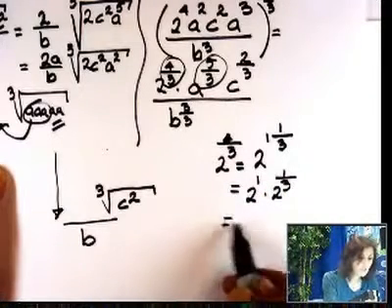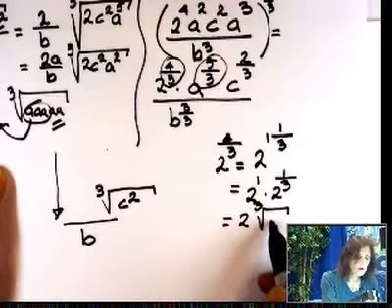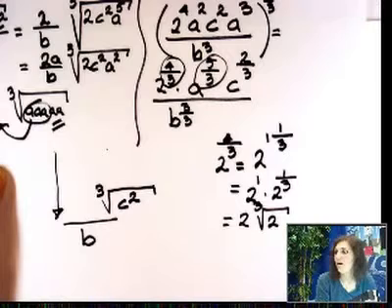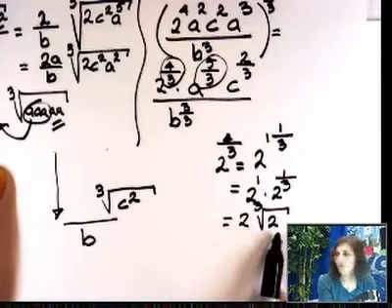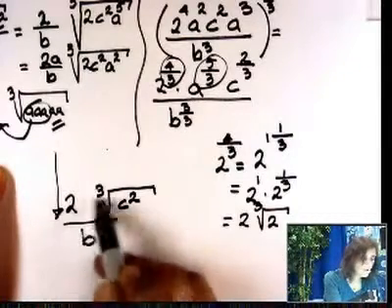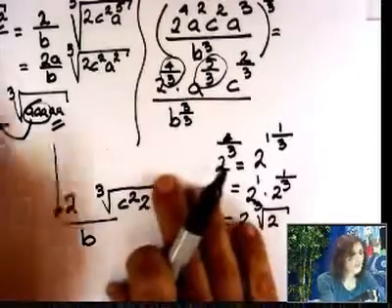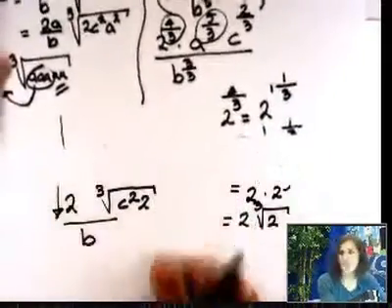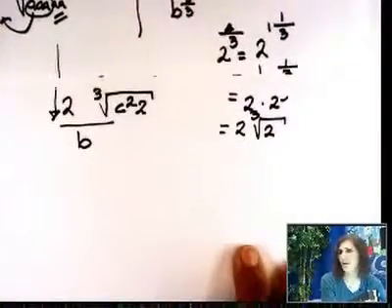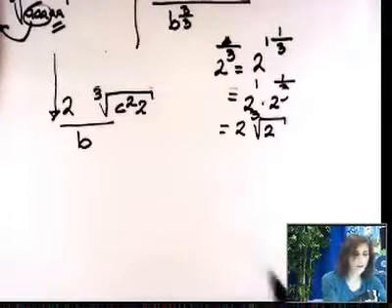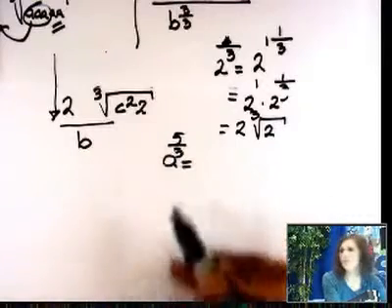Which means 2 cube root of 2. Does it make sense? All right, 2 to the 4/3 became 2 cube root of 2. 2 cube root of 2. Now let's deal with the other one, a to the 5/3, the same way. Okay, a to the 5/3. Change it into a mixed number.